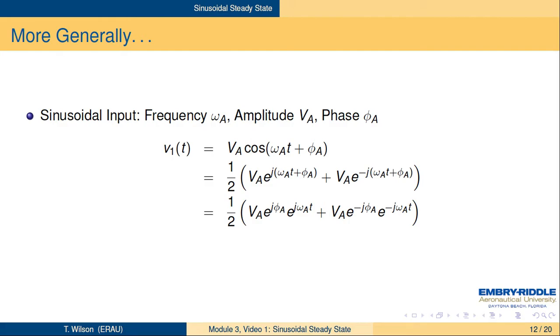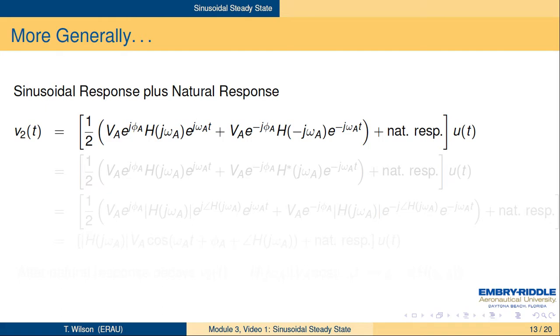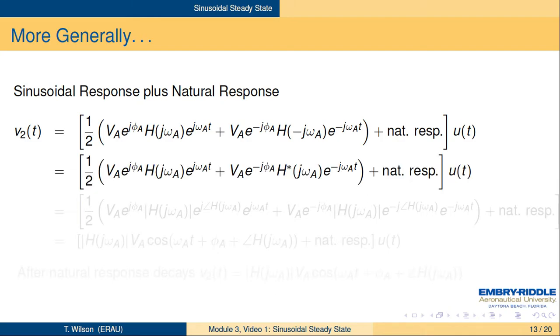And then we have the other term over there, which is the complex conjugate of that, V sub a e to the minus j phi sub a, and the cos of the exponential there is e to the minus j omega sub a t. So when we get the output, we have 1/2 the scale factor V sub a e to the j phi sub a and H of j omega sub a times e to the j omega sub a t. And then the right-hand term, which went with the negative frequency minus j omega sub a, we have V sub a e to the minus j phi sub a, H of minus j omega sub a, and then e to the minus j omega sub a t. You have your natural response term. It didn't turn on until t equals 0, so it's still got a u of t out there times everything.